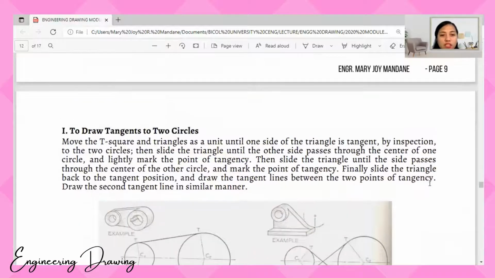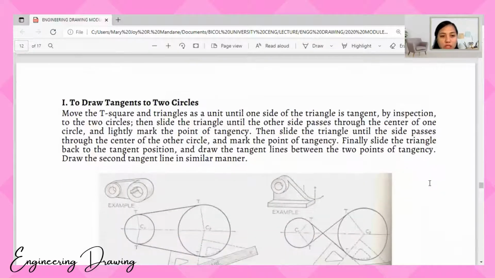And to draw a tangent to two circles, use T-squares and triangles as a unit. If you don't have a T-square, because I didn't require naman na magkaroon ka ng T-square, or kung may T-square ka, advantage mo yan. Pero kung wala naman, you can use rulers.